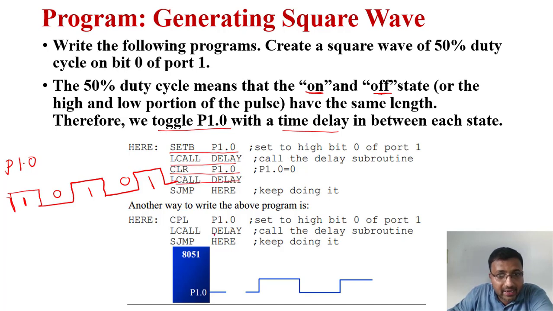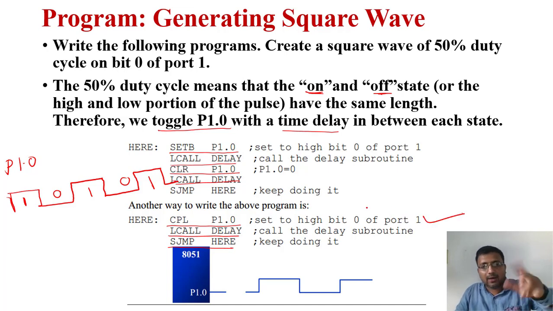Similarly, we can write one instruction for this as well: CPL P1.0, call delay, and a jump here. So with one instruction we can do this. Complementing P1.0 means it is going to update the value. So here it is the code and here it is the output.